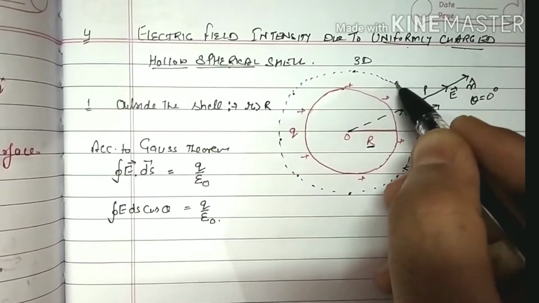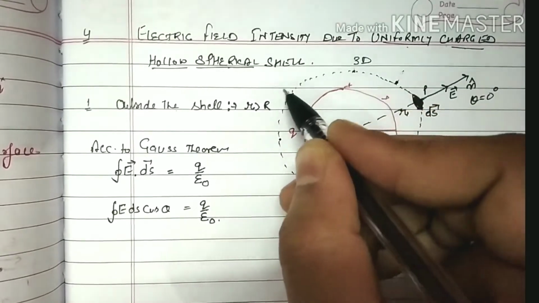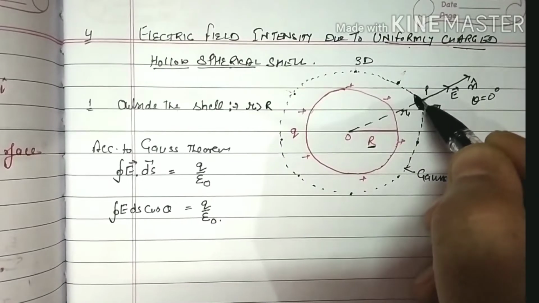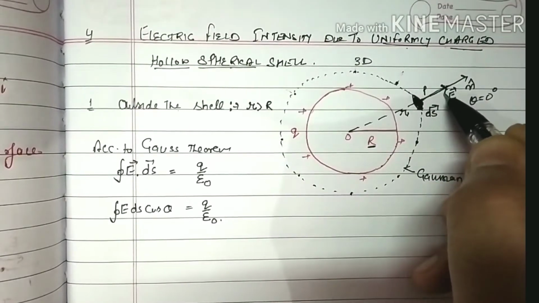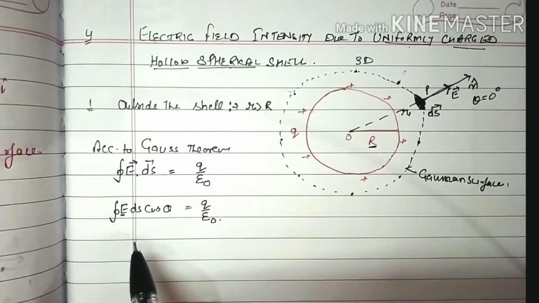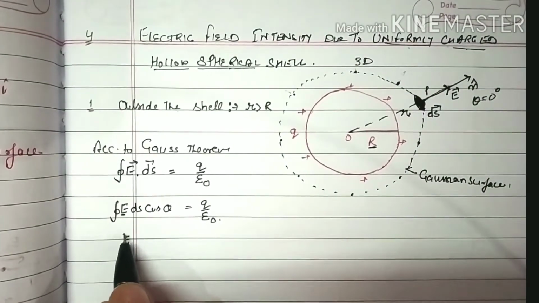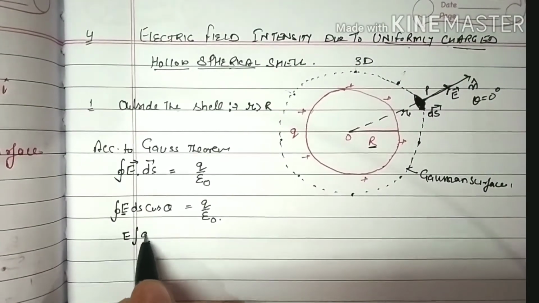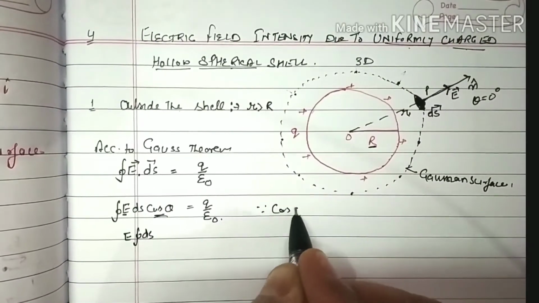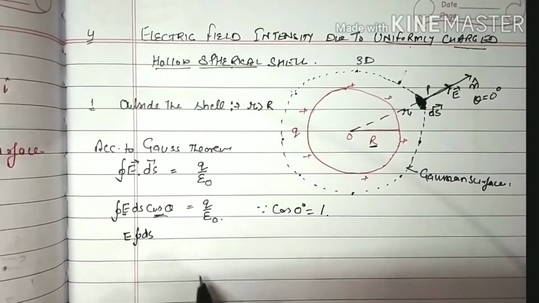Because here the direction is this side, at this point the direction is this side, at this point the direction is this side. The magnitude remains constant. So this is E. This magnitude is kept outside the integration, and this cos theta is cos 0 degree, that is equal to 1.